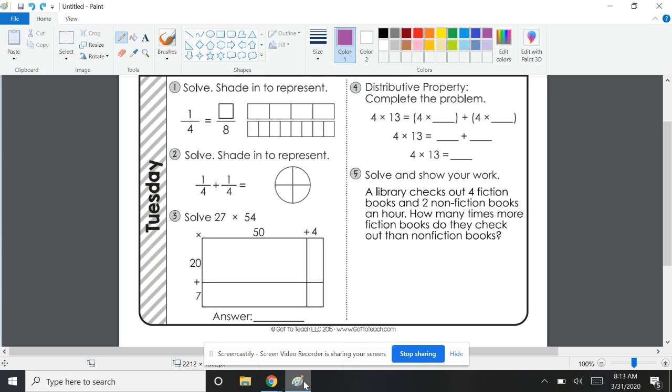Remember, you have 5 questions to review or solve today. I am going to look at number 4 and number 5 with you guys because we haven't done these ones since the first quarter, so I wanted to go over and review them with you. Number 4 is distributive property.